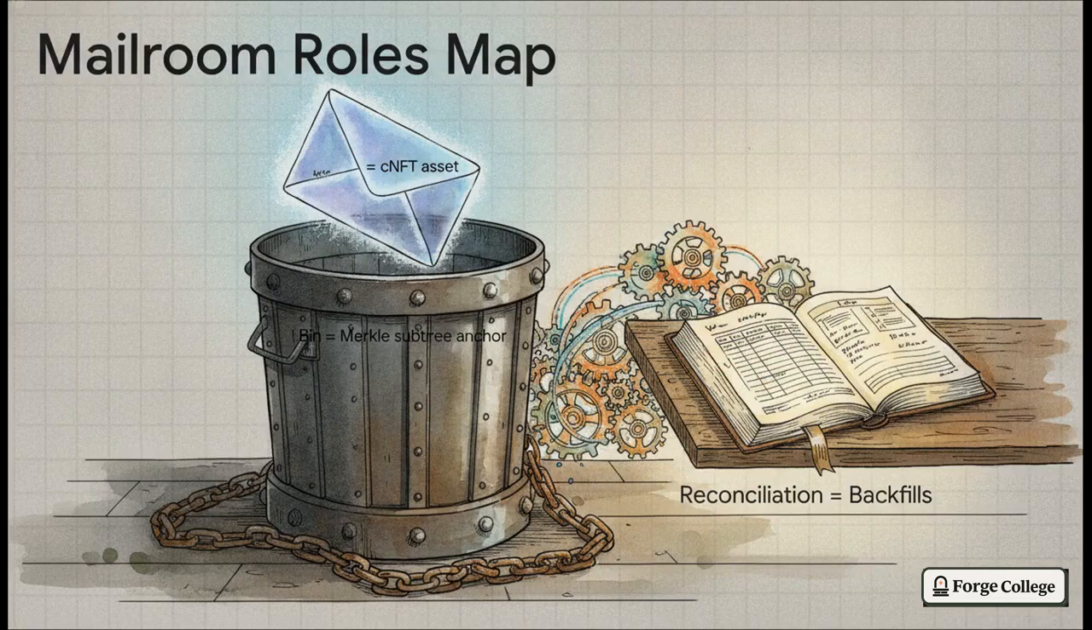Let's map this directly to our Web3 architecture. The letter is your cNFT asset. The bin is the Merkle subtree anchor. That's the undeniable physical footprint resting right there on Solana. The logbook is your fast, off-chain ownership index that's feeding your front end. And reconciliation? Well, that's the backfill repair job. If the clerk misses a bin update, you absolutely need those reconciliation jobs we practiced in the previous explainer to step in and repair the timeline.